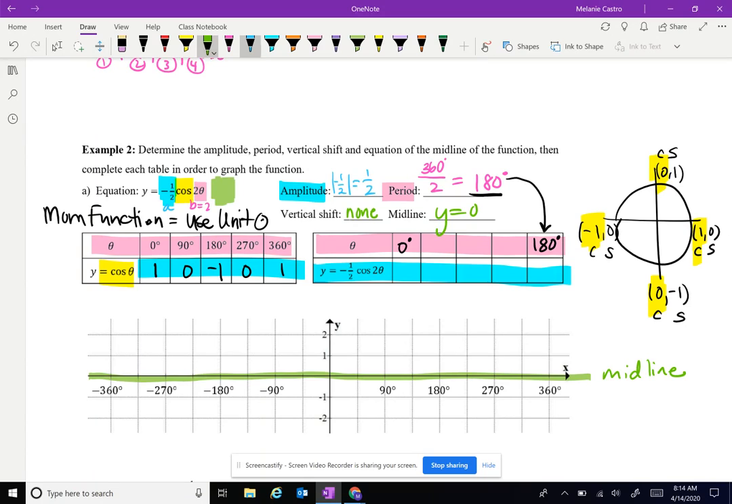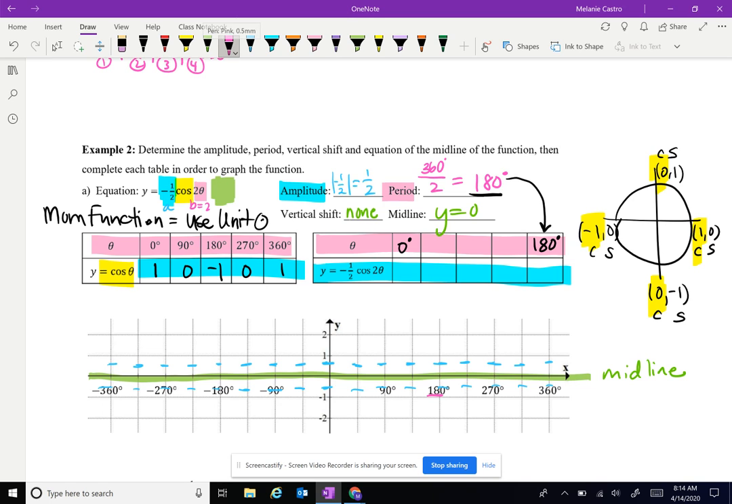And then if we're looking at our amplitude, we're saying we can only go up 1/2. So I'm going to build like a little road for us to follow. I can only go up 1/2 or down 1/2. Okay. And we have to repeat this entire pattern at least once by the time we get to 180.